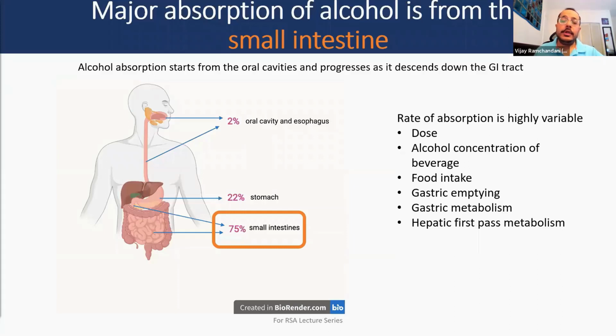The rate of absorption of alcohol is highly variable, and there are many factors that drive this variability. We already mentioned the dose or the amount people consume, the concentration of alcohol in the beverage, but also factors like food intake, gastric emptying, gastric metabolism, which is the metabolism that occurs in the stomach, and hepatic first pass, which is the metabolism that occurs in the liver, can also drive these processes.